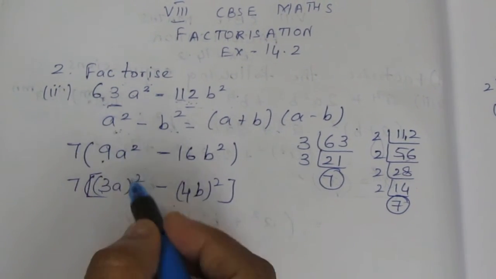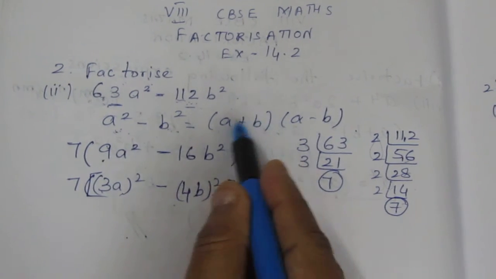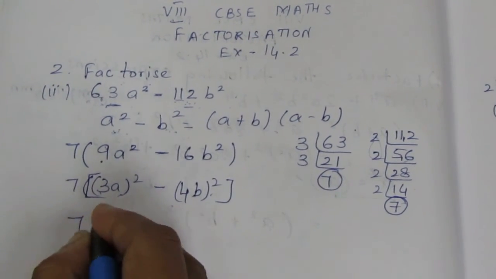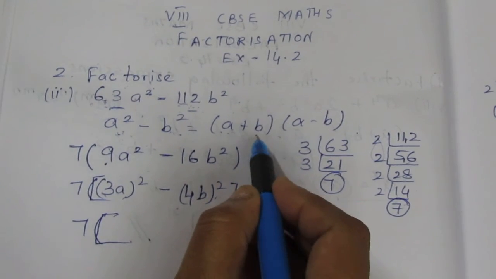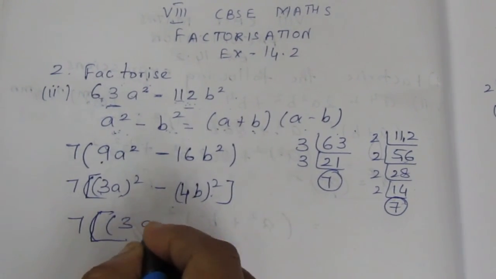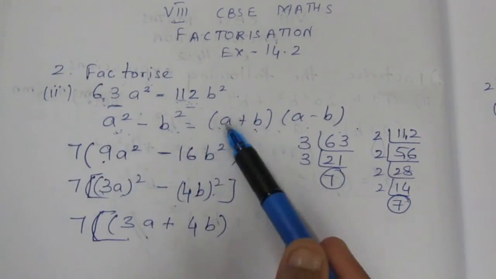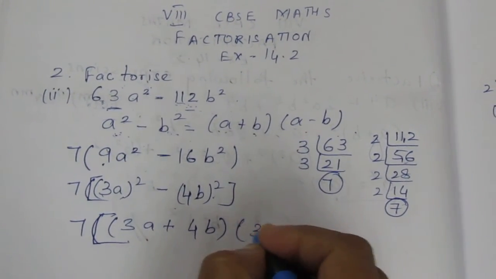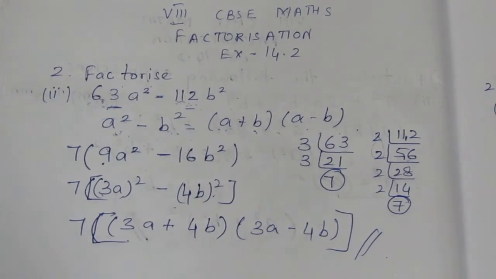Now for a we have 3a here, for b we have 4b here. So writing in this format, a square minus b square is a plus b into a minus b. So a plus b is 3a plus 4b, because for a we have 3a and for b we have 4b, into 3a minus 4b. This will be your final answer for the sum.